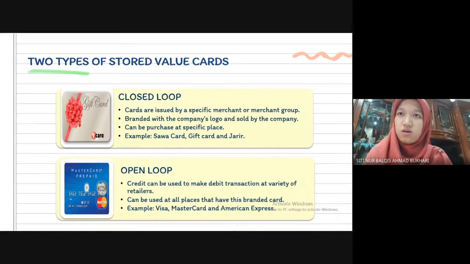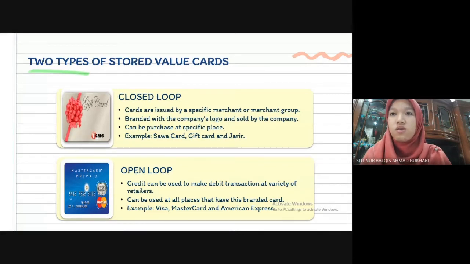Okay, store value card ni terbahagi kepada dua, iaitu closed loop and open loop. Okay, closed loop ni adalah kad yang certain merchant atau group merchant yang dikeluarkan. Lepas tu kad closed loop ni dia branded with the company logo and sold by that company only. Can be purchased at a certain place only. Contoh seperti Sawal card, gift card and Jarir.